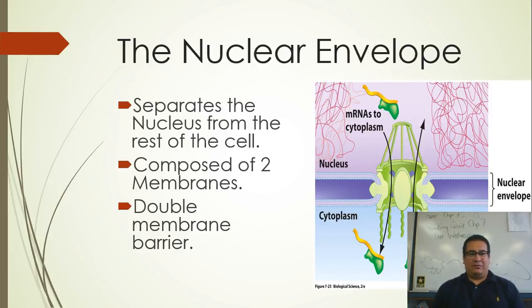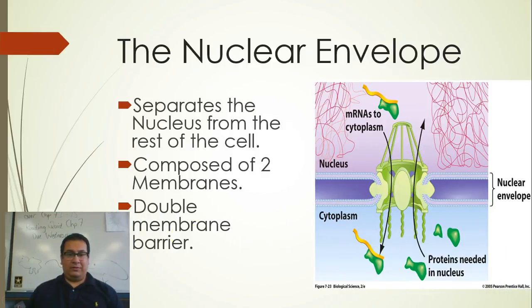Alright, here's the nuclear envelope. It separates the nucleus from the rest of the cell. And the components inside the nucleus from the rest of the cell is composed of two membranes. So here's the first membrane, and here's the other membrane. Here you have the inside part of the nucleus. Here you have the cytoplasm, but in the book they call it the cytosol. And here you have the nuclear pore complex. Alright, the nuclear pore complex. Okay?